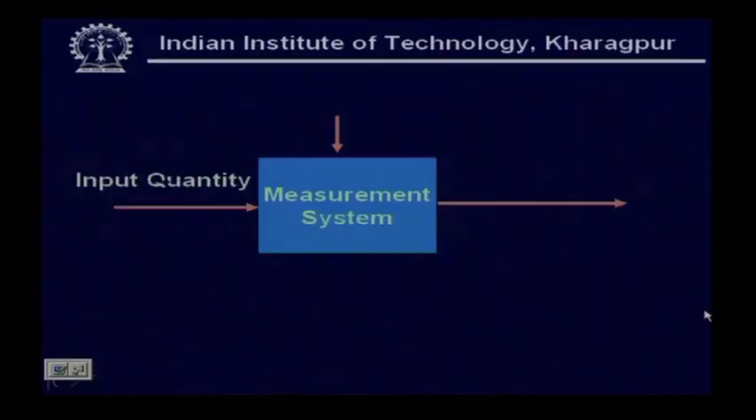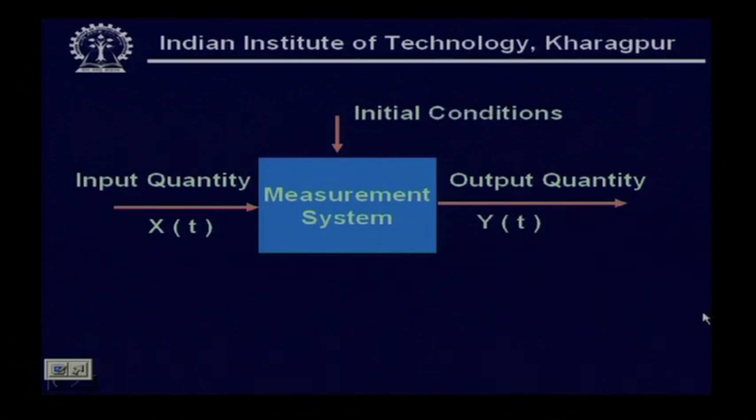Now, here I will show you a block diagram of a measurement system. I have an input quantity x(t), an output quantity y(t), and some initial conditions. These initial conditions are necessary to solve the differential equation. In the case of a first order instrument, it will be a first order differential equation. Now, the zero order instrument is the simplest instrument we have, and there are some instruments and some sensors that are zero order in nature.